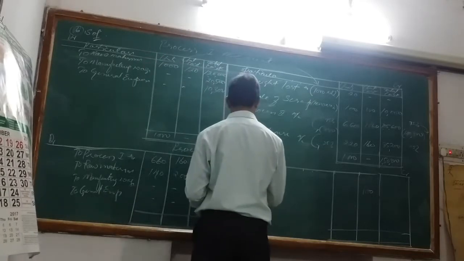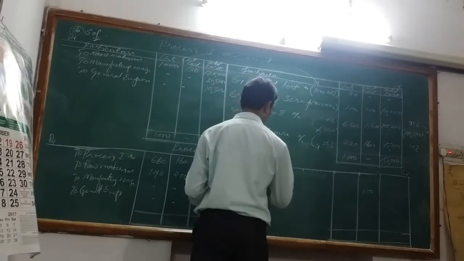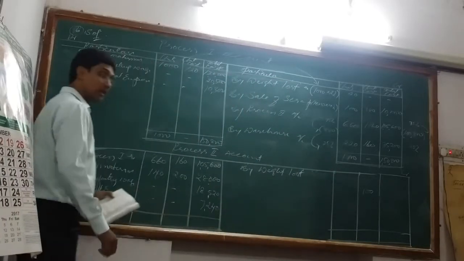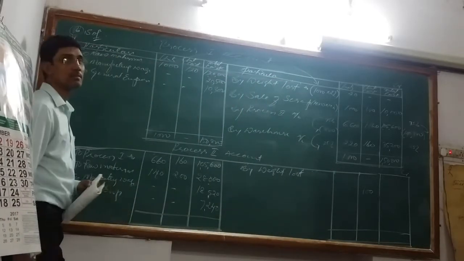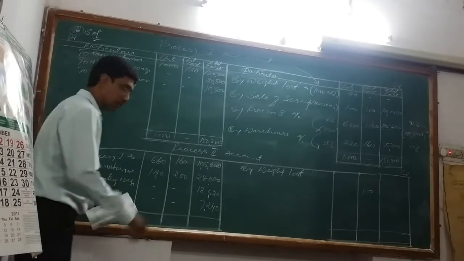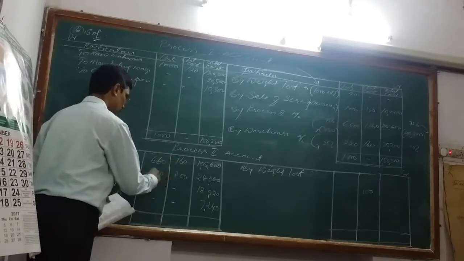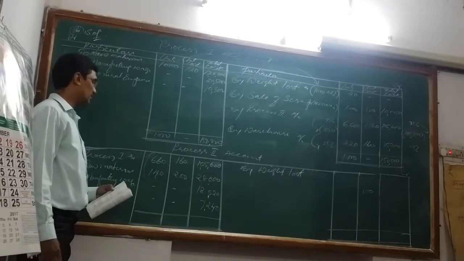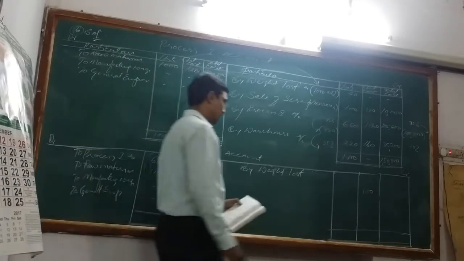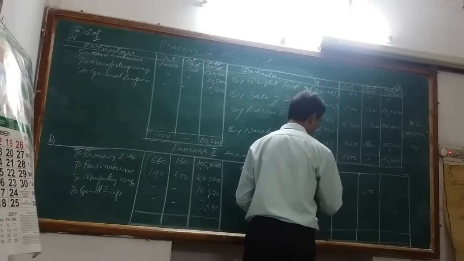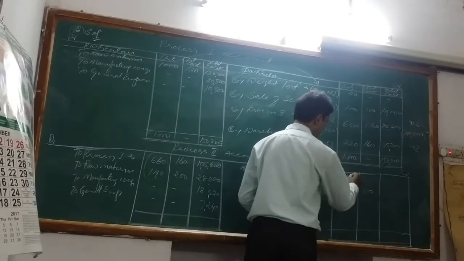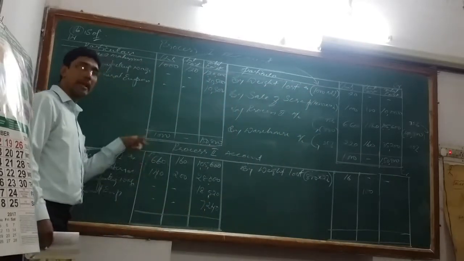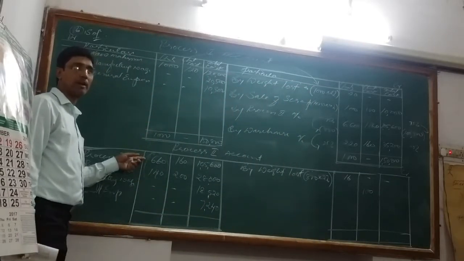By weight loss. Weight lost 2%. Now 2% of what? 2% of 660? You are absolutely wrong. It comes to 16, because these units were there from the preceding process, we brought them down.